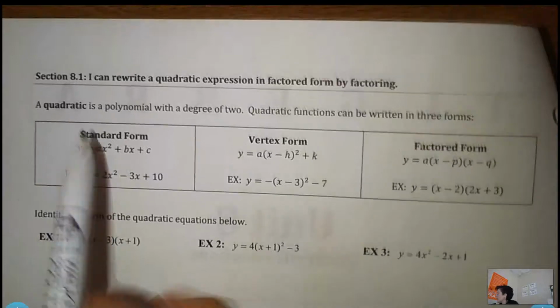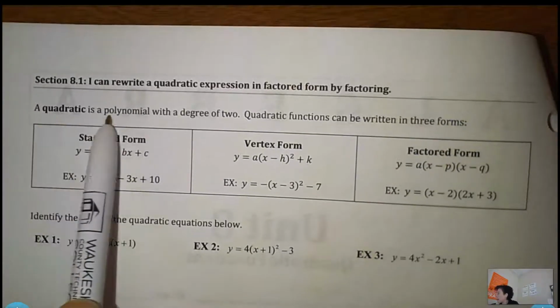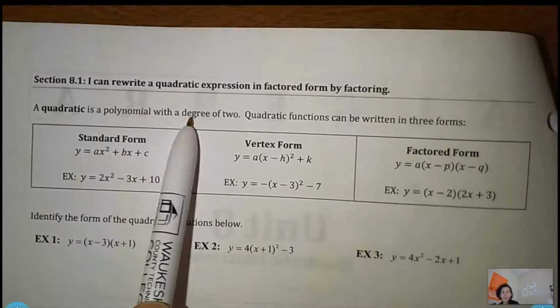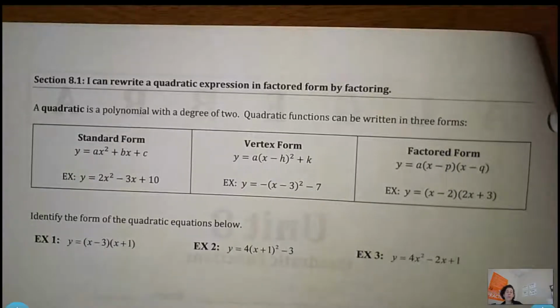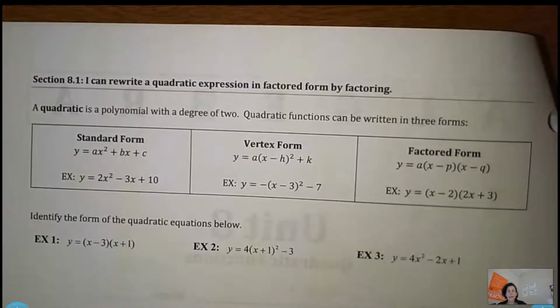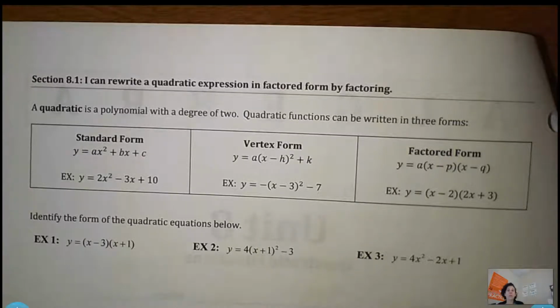So 2 of the forms you're already familiar with. Let me back up. A quadratic is a polynomial with a degree of 2. So again, just back from our last chapter, that means the highest exponent that you're going to see is going to be a number 2. And then they can be written in 3 different forms.